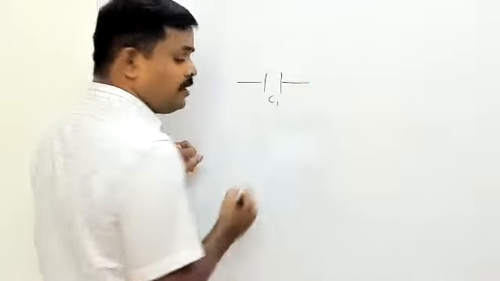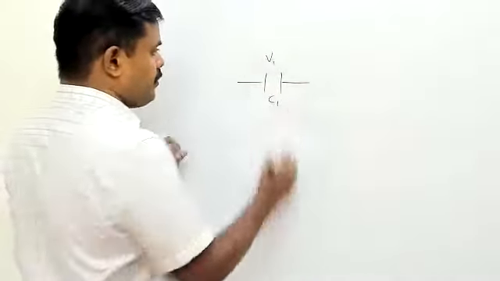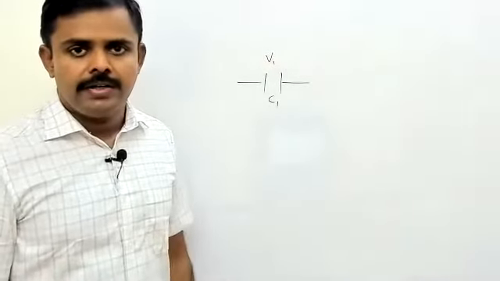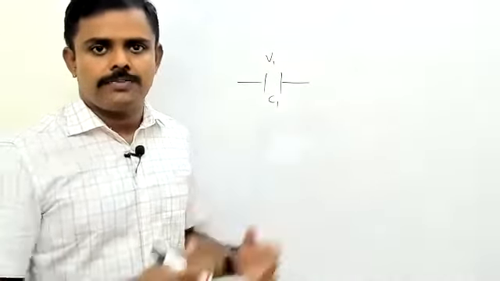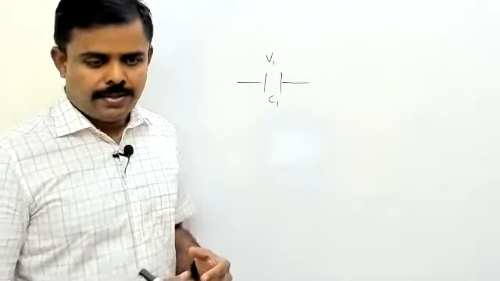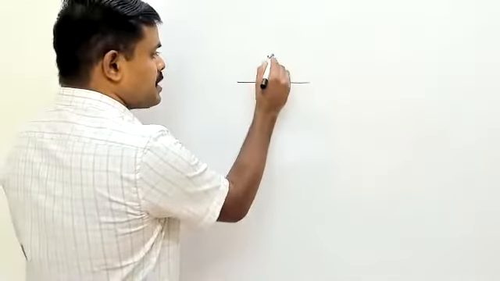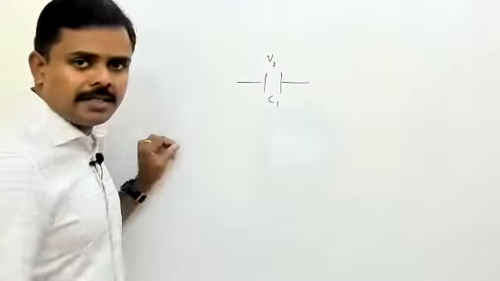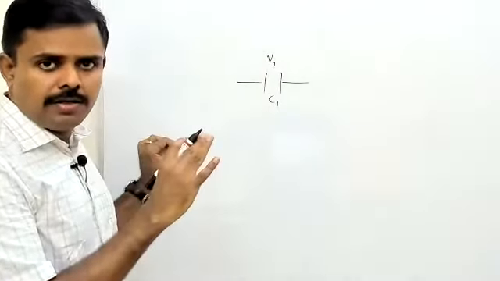Capacitor is C1 and it is raised to potential V1. How do you raise it to potential V1? You connect it to a battery and you charge it for some time. See, a capacitor C1 is connected to a battery and it is charged to full. It is V1 now.